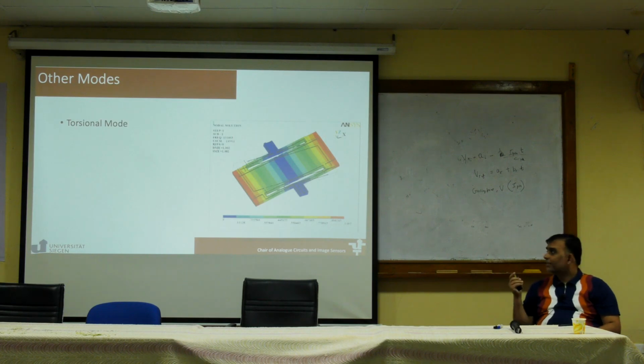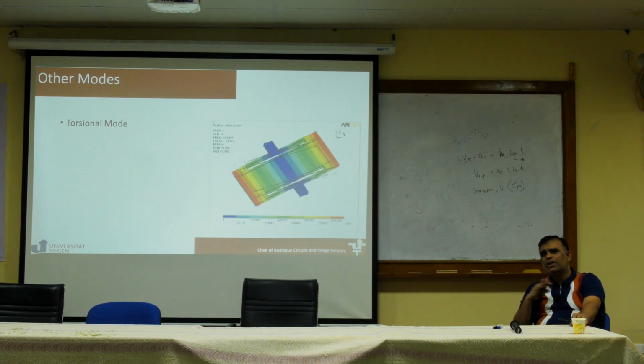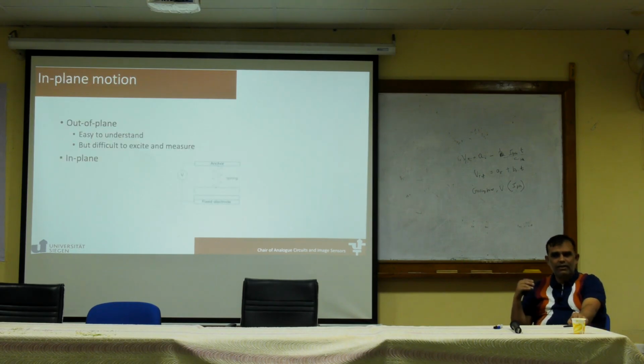You can make these clamped at the two ends as beams, and the resonators could be going up and down in the torsional mode. The mode equations remain fairly the same. Let's analyze one of these in a bit more detail. Now, out of plane motion is easy to understand. Essentially, you are seeing something going in and out of plane, but it's slightly difficult to excite and measure.